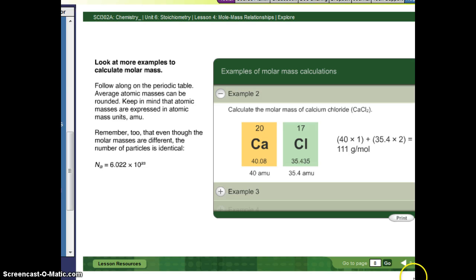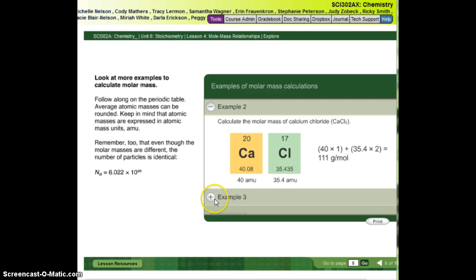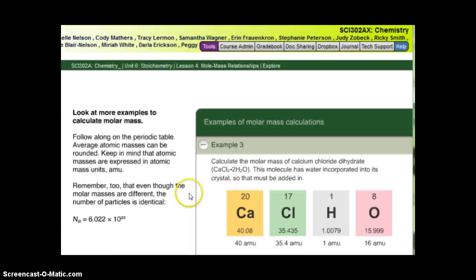All right, now we're going to go ahead and do our next example. So if you want to cover up the right-hand side of the screen, it's going to be for calculate the molar mass of calcium chloride dihydrate. So that is a very long name, but we can look at the abbreviation, which is CaCl2, and the fact that there are two water molecules. So this molecule has water incorporated into its crystal, so that must be added on.